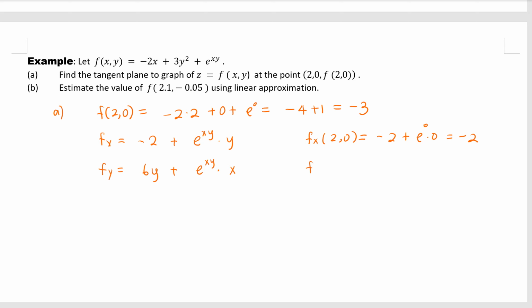And then fy evaluated at (2, 0). 6 times 0 is 0. And then here, e to the 0 is 1. 1 times x is 2. So the answer is 2. Well then, what is the tangent plane?